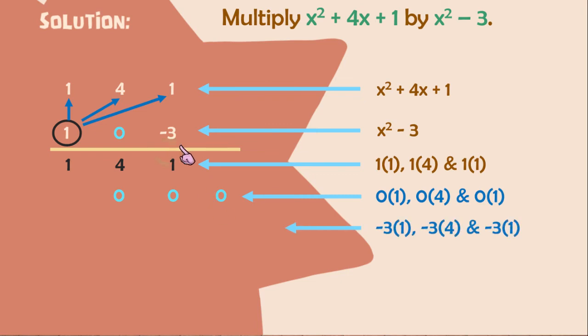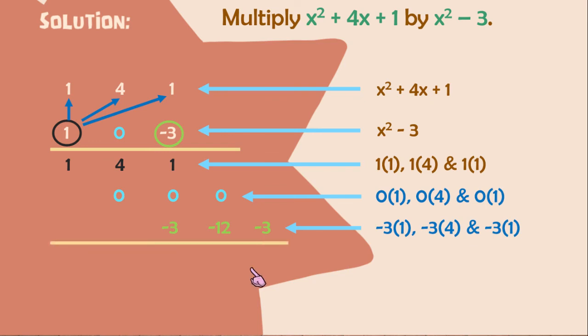Next, multiply negative 3 this time to the coefficients 1, 4, and 1. So negative 3 times 1, that's negative 3. Write it, align it with negative 3 here. Negative 3 times 4, that will be negative 12. And negative 3 times 1, that is negative 3.